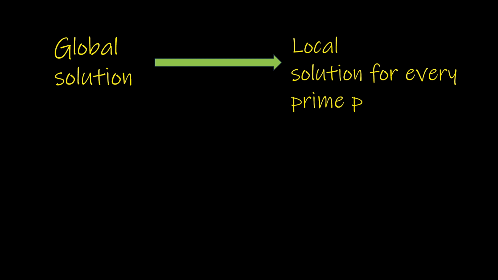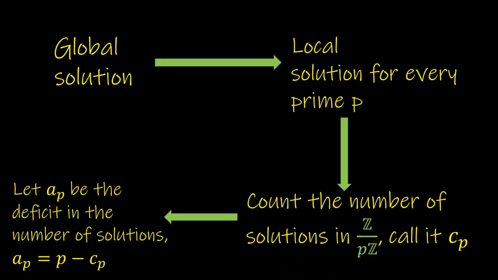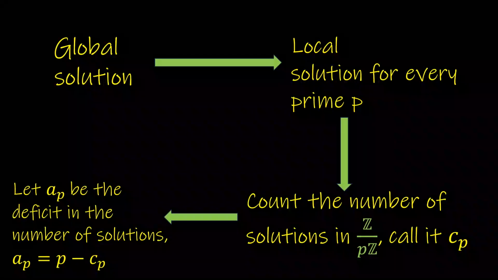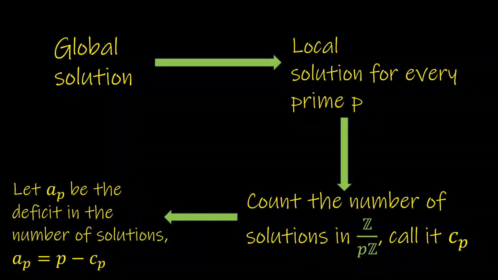After we have gotten a local solution for every prime p from a global solution, we let it undergo another process, which is counting the number of solutions in Z mod pZ, and we call the number of solutions Cp. Now, the number of solutions would be finite because Z mod pZ is a finite field. After that, we let Ap be the deficit in the number of solutions, that is, we define Ap as p minus Cp.